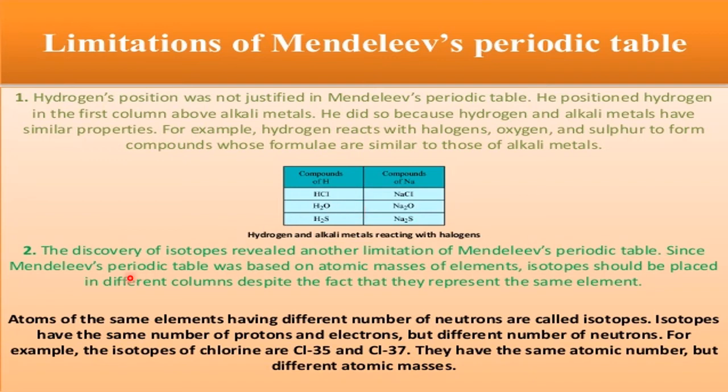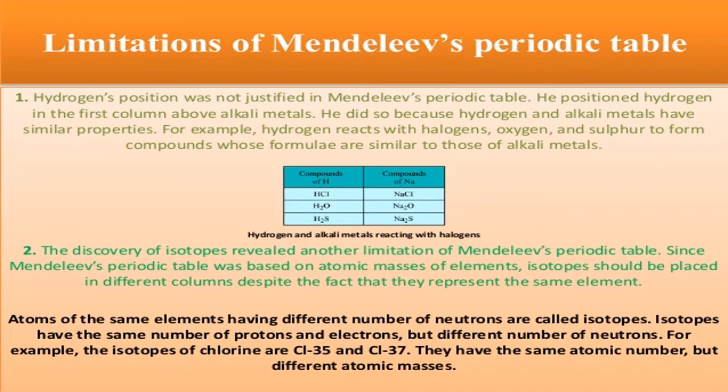Second was what? The discovery of isotopes. Already we learned in 9th class, isotopes are what? Species of the same element having the same atomic number but different atomic mass. When they have different atomic mass, then a different place has to be given, but they are chemically the same. And how to give a different place for the same element? That was a problem. He did not have the idea of atomic number. That's why it was a problem. Therefore, certain limitations are there.